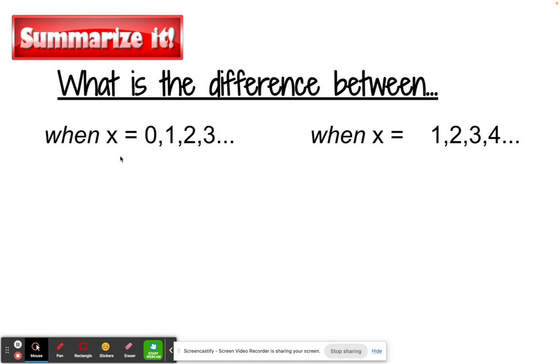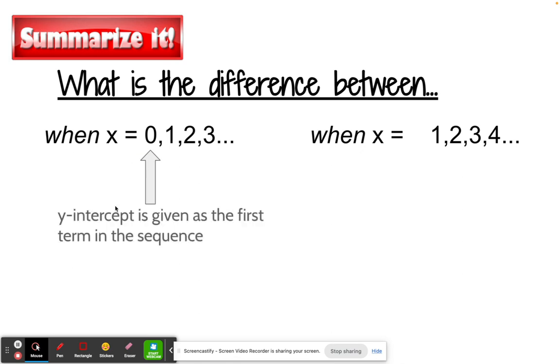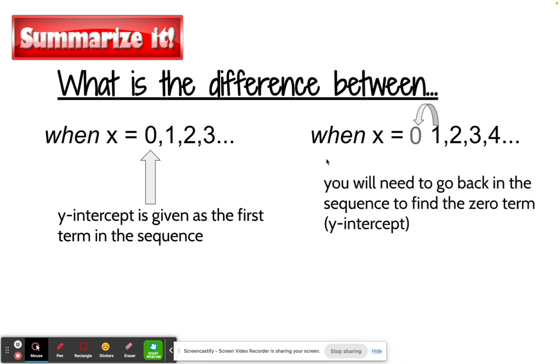So what's the difference between when x equals 0, 1, 2, 3, or when x equals 1, 2, 3, 4? Well, when x equals 0, 1, 2, 3, you're given the y-intercept as a first term in the sequence. When it says x equals 1, 2, 3, 4, you're going to have to back up your pattern to find the 0 term. That's it.